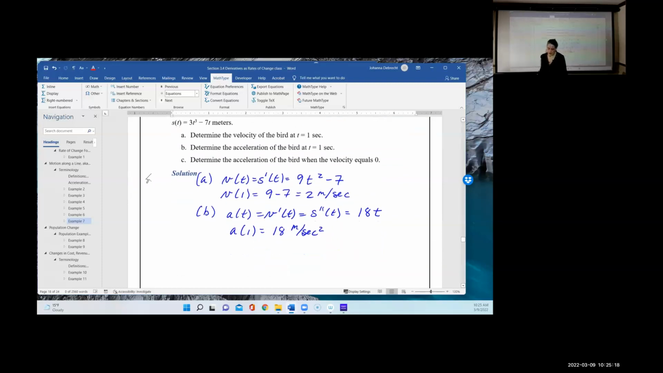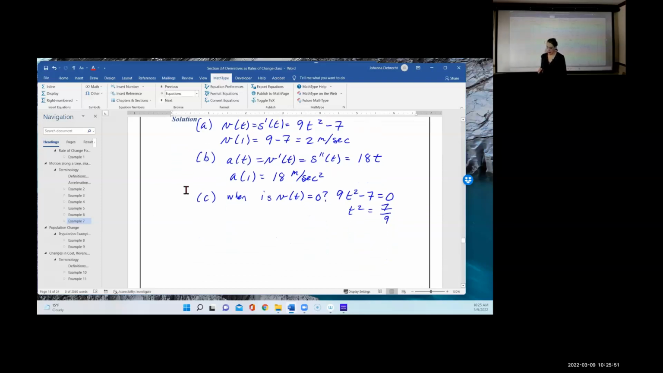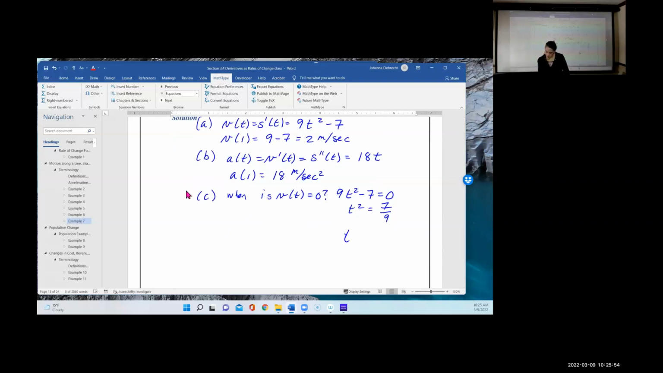And the last one is find the acceleration of the bird when the velocity is 0. All right, so first we need to figure out when is velocity 0. So we take the velocity, which is our 9t squared minus 7, and we set it equal to 0. Then we can solve for t squared. We get 7 over 9, and we can take the square root of both sides. Normally, we would have to put in a plus or minus, but we know that t is time, so it's going to have to be the positive square root of 7 over 3.